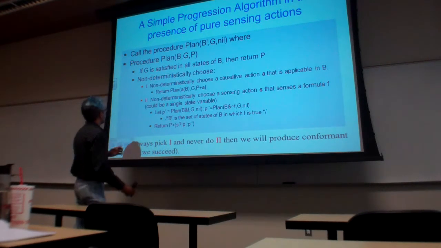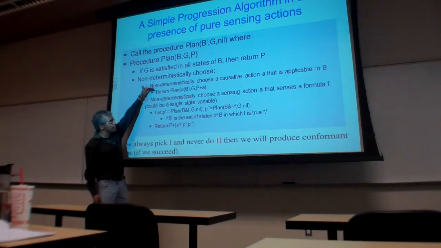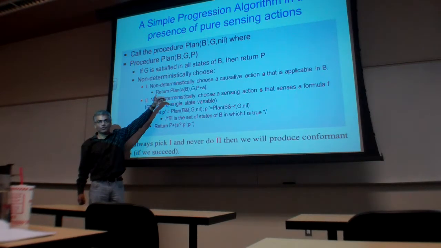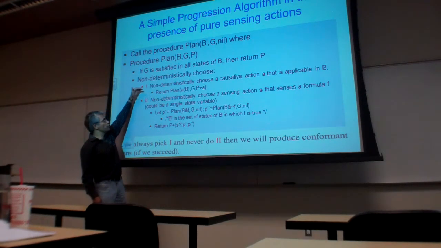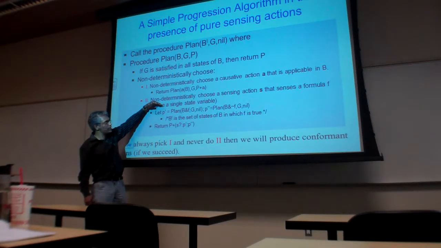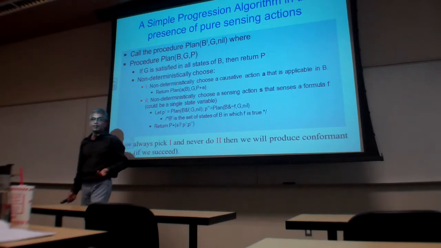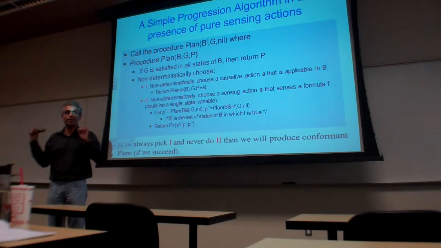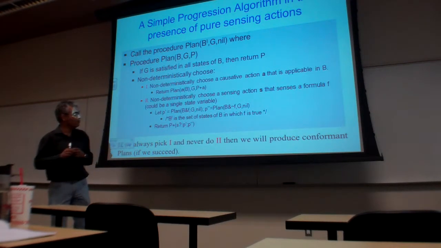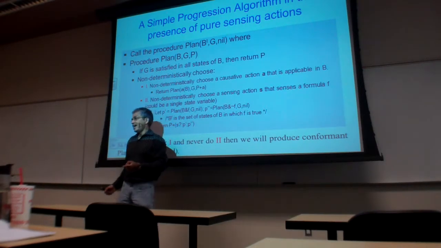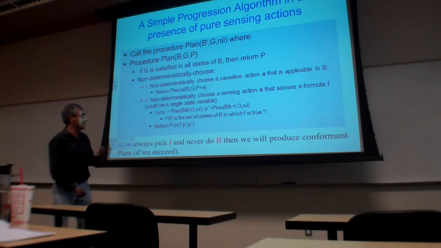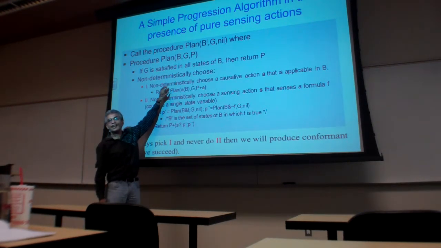The point I was trying to make is you get to decide whether to select a causative or an observational action. One useful thing is that if you decide never to pick an observational action and you still solve the problem, then essentially you did conformant planning, no-sensing planning. And if you are also allowed to do sensing, then you did conditional planning.